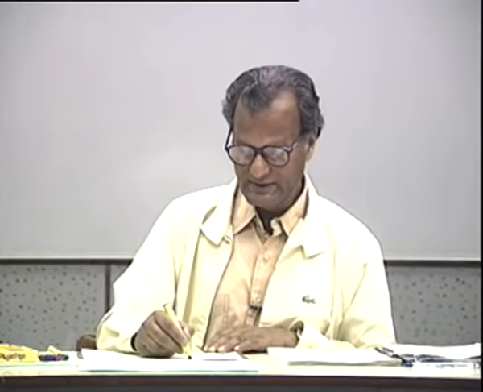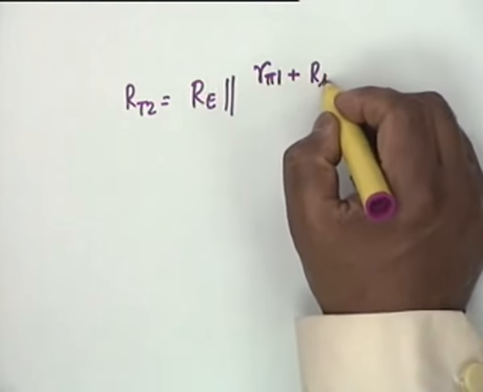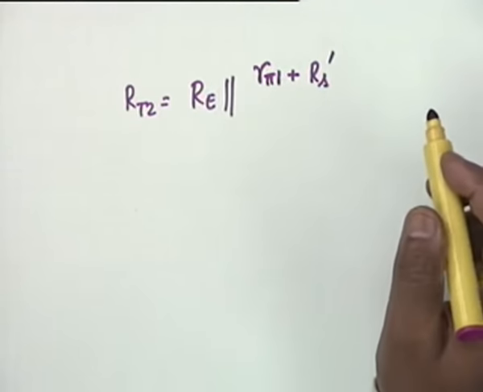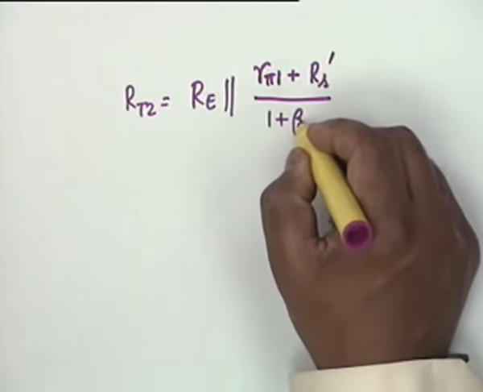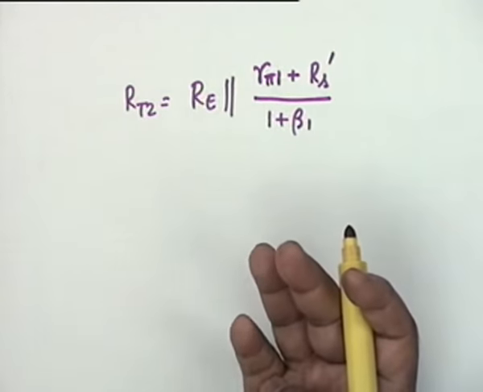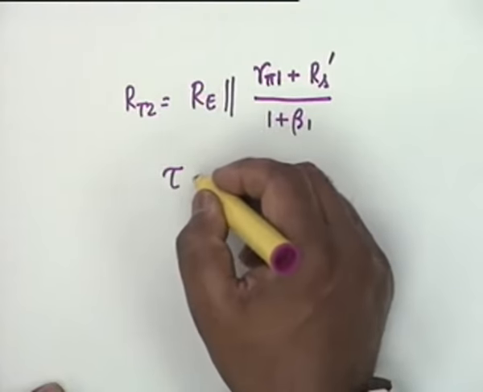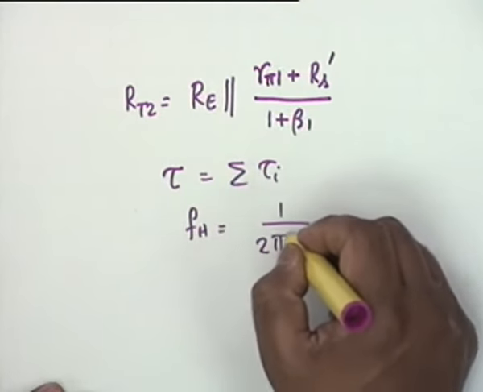If you clear this algebra, then the equivalent resistance RT2 comes as RE parallel R pi 1 plus RS prime. Again, it's very easy to make this mistake. It is not the parallel combination of this, but this comes reduced by the factor 1 plus beta 1. Okay, and that's it. What else do I have to calculate? I know R mu 1, I know R mu 2, I know C pi R pi 1, and I know RT2. These are the 4 capacitors, and therefore I can calculate my tau by summing up all the tau sub i, and FH is equal to 1 over 2 pi tau.